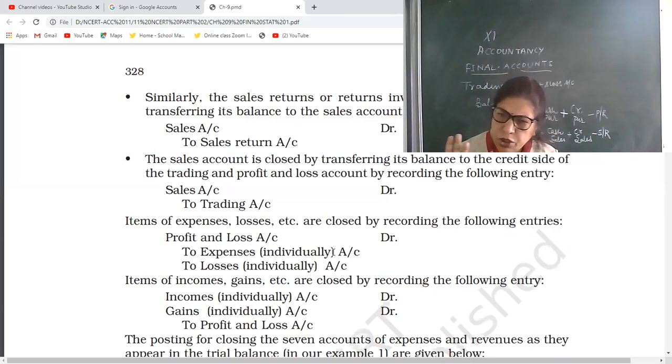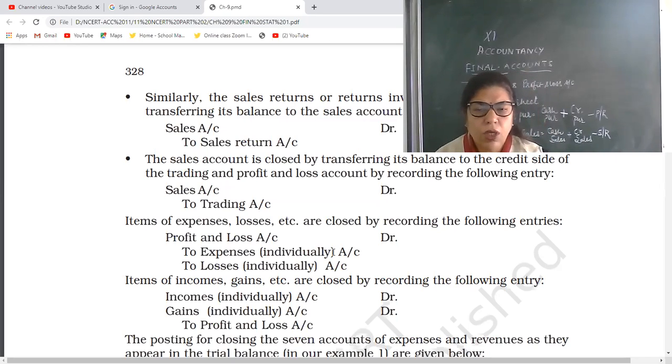See, my dear children, when I taught you three golden rules in accountancy, I told you that they will be used everywhere whenever you need to go about rules. Three rules. So here we are using the third rule.